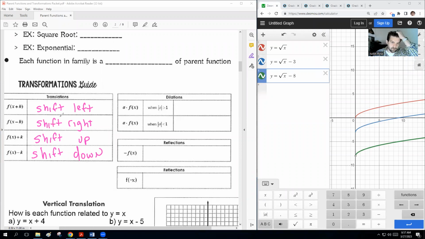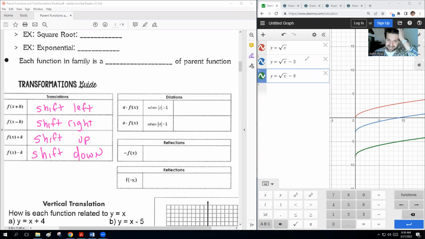Okay. So translation. We're just shifting the graph. If it's inside, it's kind of opposite of what we're thinking. Plus goes to the left, minus goes to the right. If we are adding on the outside of the function, it would go up. If we subtract, it goes down.